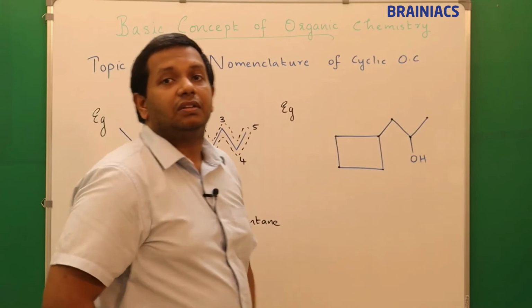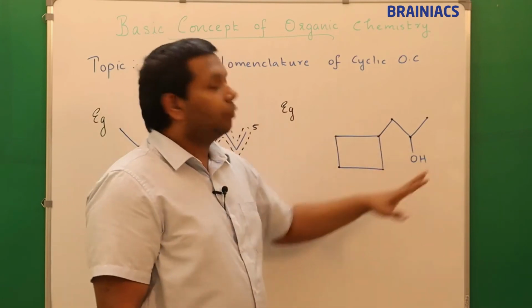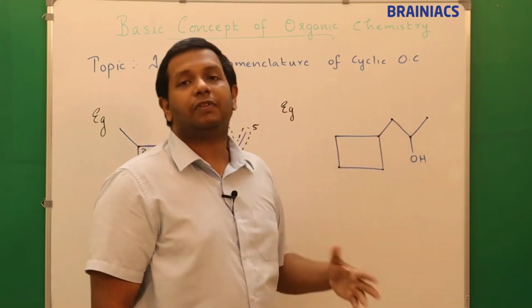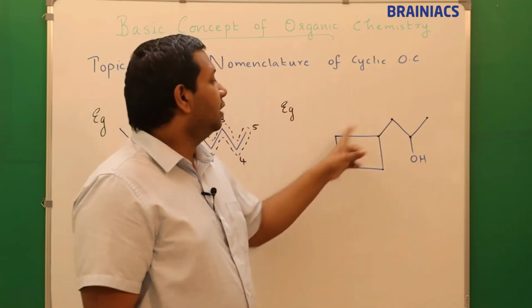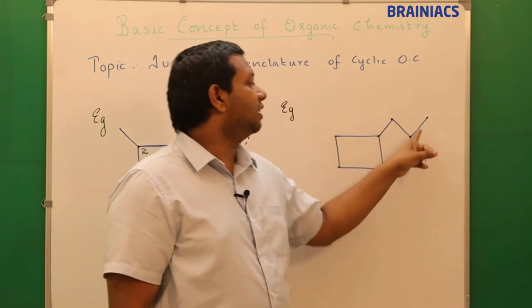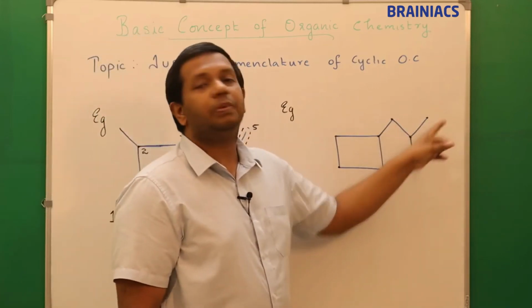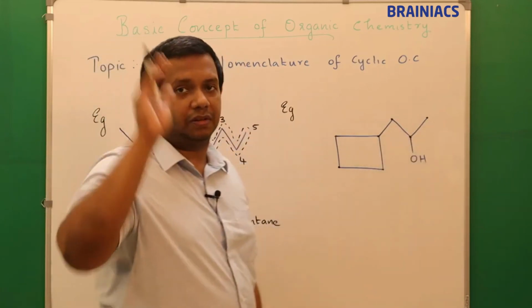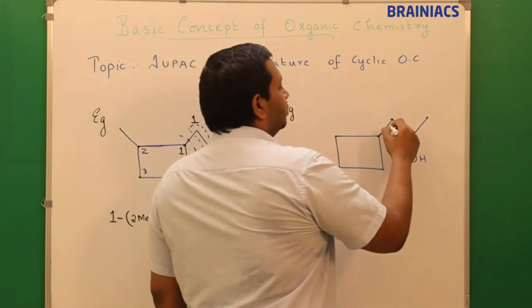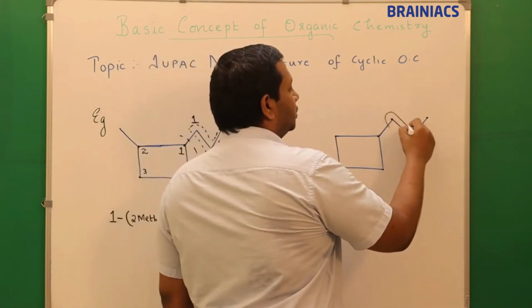The rule is saying, if there is no functional group and both of them have an equal number of carbon atoms, who will get the priority? The cyclic compound. But here the side chain has the functional group present. So in that case, the side chain should be the parent carbon chain. Please remember that. Okay. Now I am choosing this as my parent carbon chain.